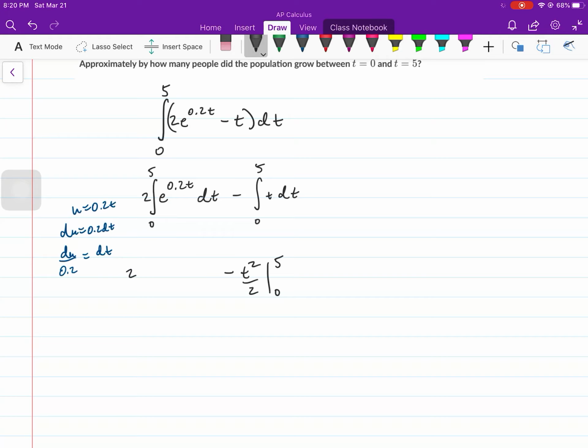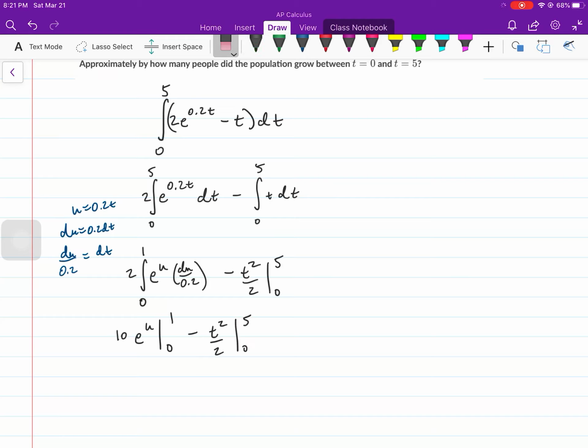So I'm going to have 2 integral from, and let's just plug that 0 in. We'll have 0, and then 5 times 0.2 is 1, e to the u times du over 0.2. And then that becomes 2 over 0.2. So if we think about that, 2 divided by 0.2 is going to be 10. 10 e to the u from 0 to 1 minus t squared over 2 from 0 to 5.